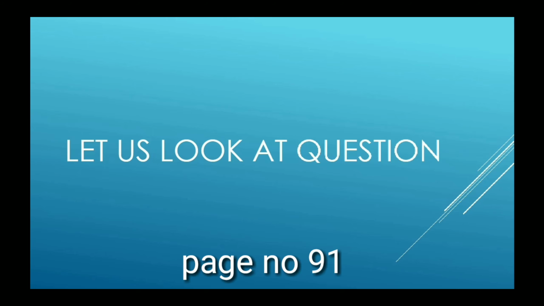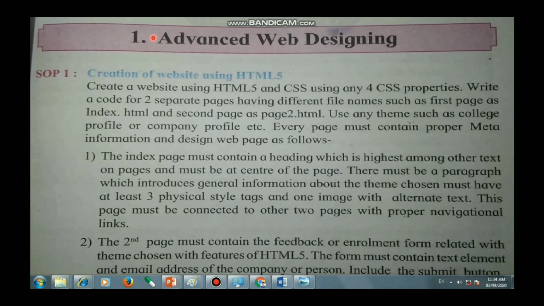Let us look at the question which is on page number 91 of the textbook. Advanced web designing SOP 1, creation of a website using HTML5. Create a website using HTML5 and CSS using any four CSS properties. Write code for two separate pages having different file names, such as the first page as index.html and the second page as two.html. Use any theme such as college profile or company profile, etc.